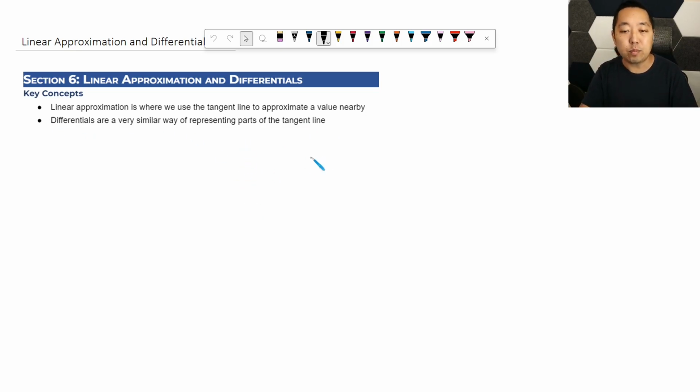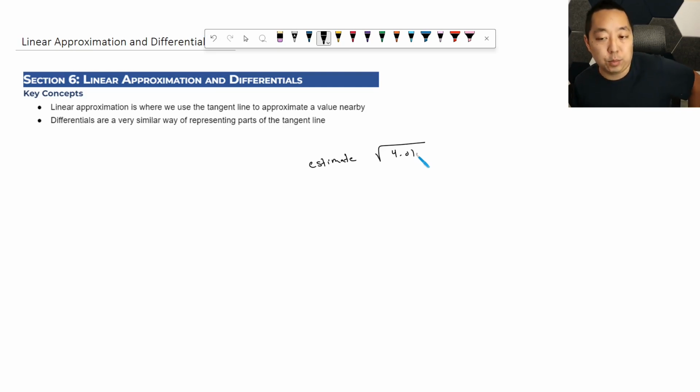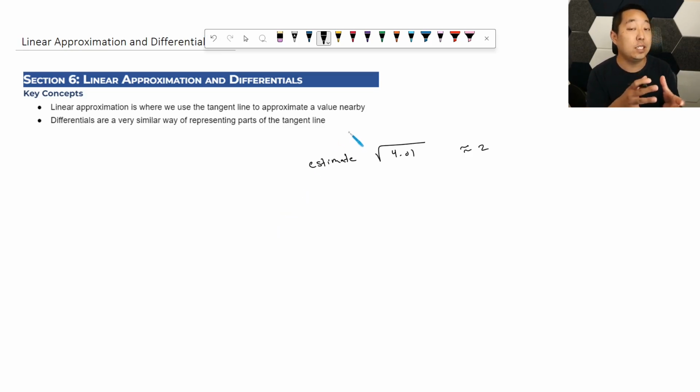Suppose I want to estimate what the square root of 4.01 is. Just because it's close to 4, you may say, well, that's about 2, right? But let's say we want to be a little bit more accurate. We can use a tangent line to be a little more precise, to say it's a little more than 2, but how much more than 2 is it?